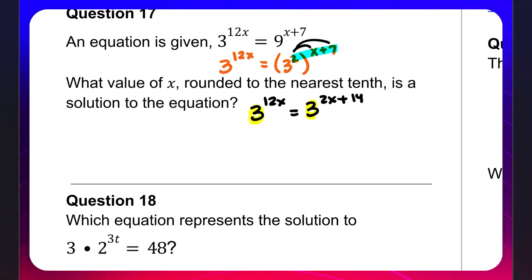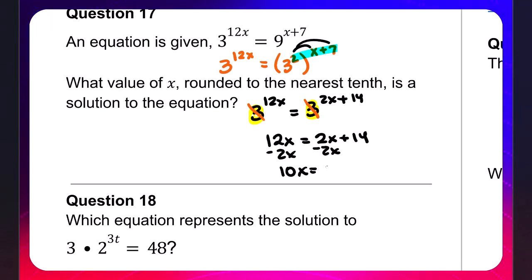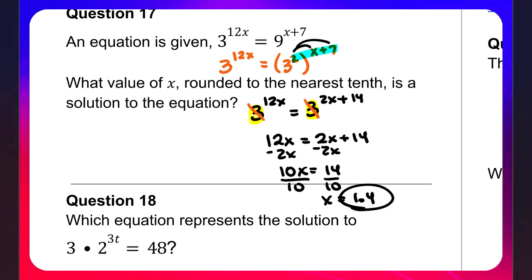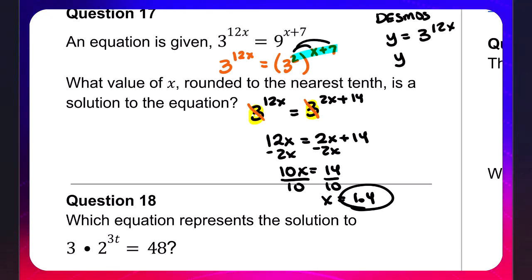Now that we have the same base, we are allowed to drop those out and we can finish solving it. I'm going to get the x on the left side. Divide by 10, x is equal to 1.4. Now, if you do the Desmos trick, what you're going to do is say y is equal to 3 to the power of 12x, and y is equal to 9 to the power of x plus 7, and you have to find the x point at the intersection. And I don't know if that's going to be easy or not. So you may have to zoom out, zoom in. I don't know, but that's how you do it.